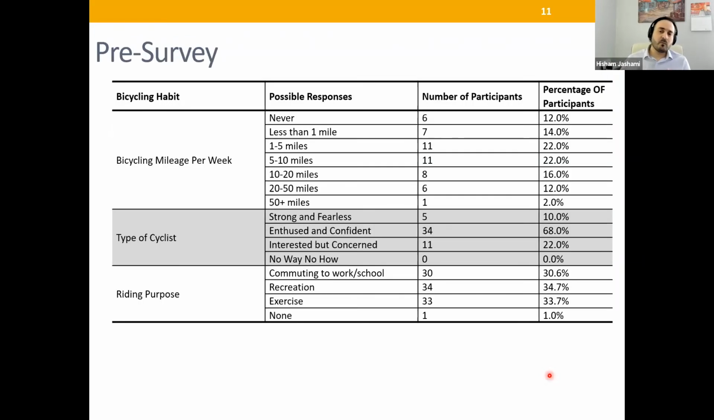Okay. So in addition to the demographic variables, we asked participants some other cycling habit questions, just to get insight of their riding experience. These answers could be of potential use to predict some of the useful performance measures, such as lateral position or speed.